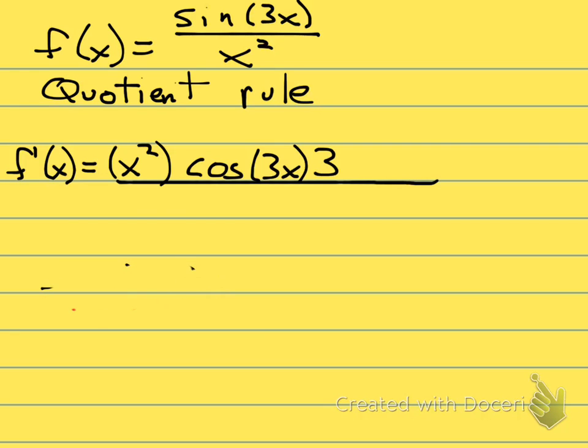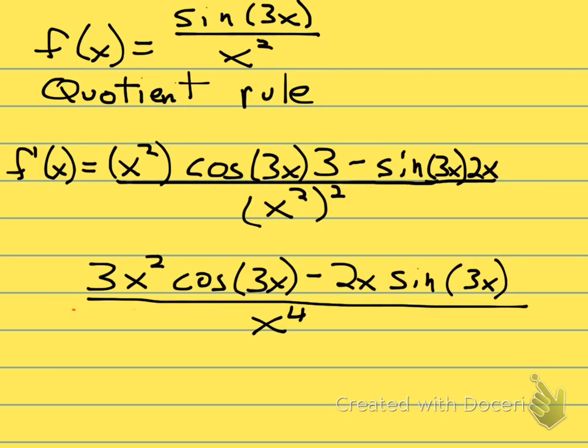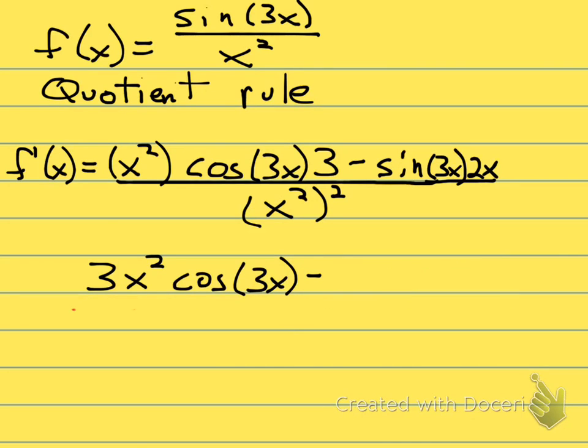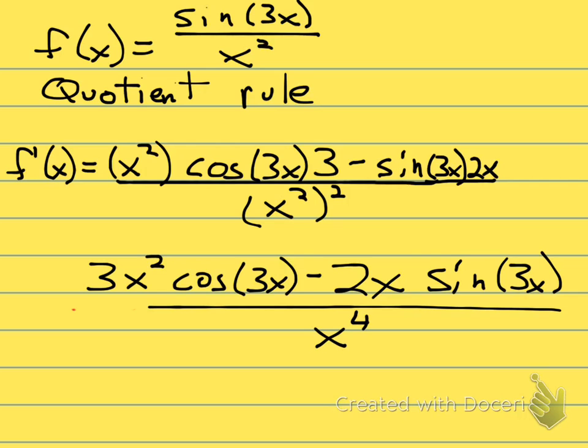So now I'll get rid of all this stuff. And when I do minus high, sine of 3x, the derivative of low is 2x. So we get 3x squared cosine 3x minus 2x sine 3x, all over x to the 4th. All right, now that is it.